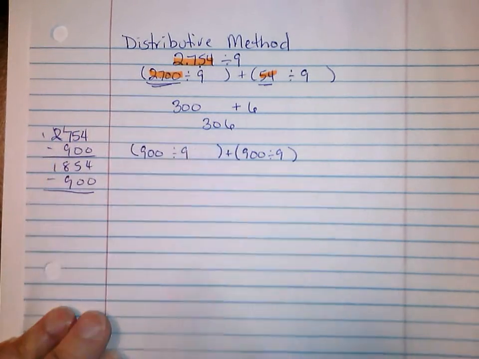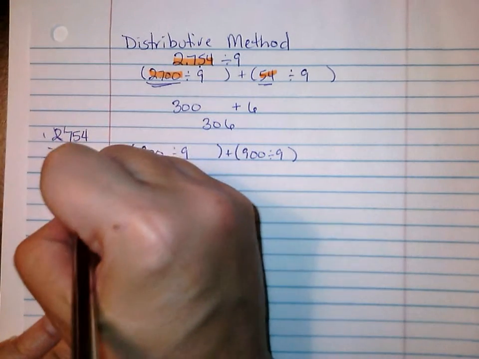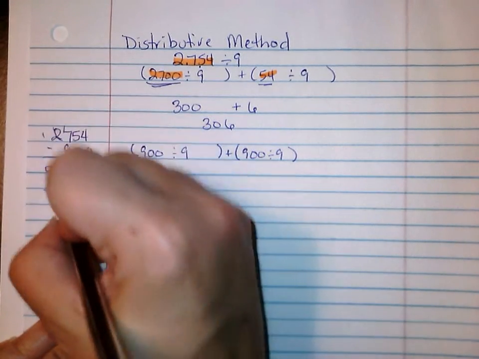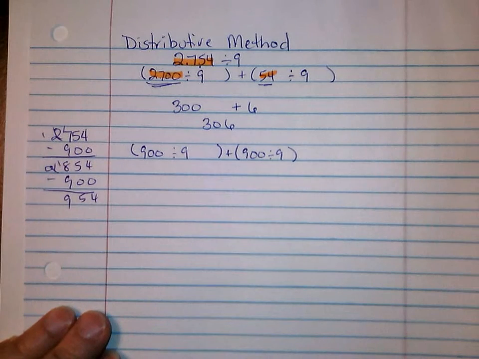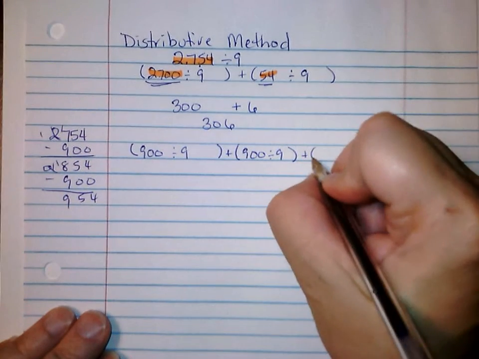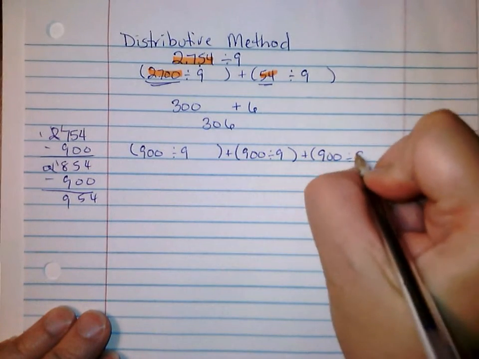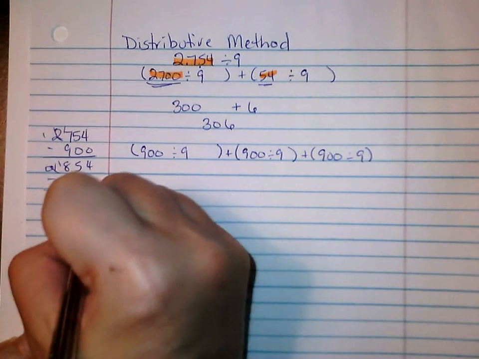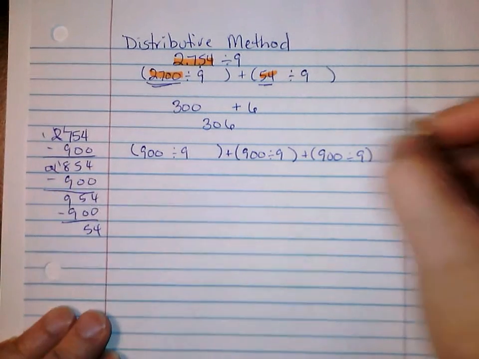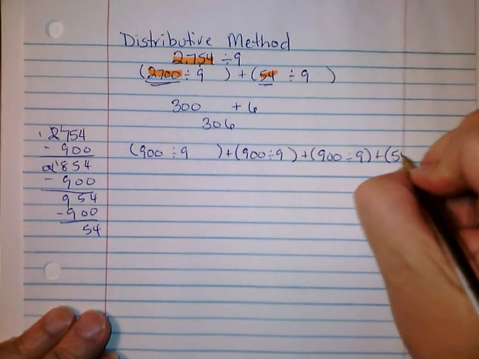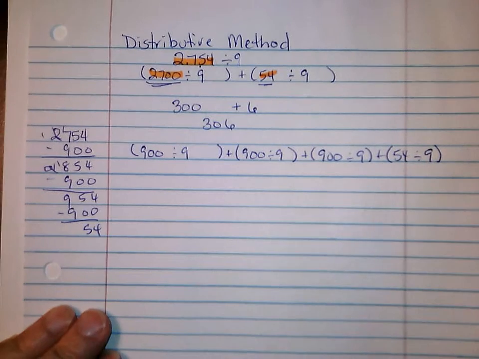And that was horrible math there. Don't do it like that. 4, 5, regroup. 18 minus 9 is 900. So I still can do another 900 divided by 9, minus 900. 54 plus 54 divided by 9.